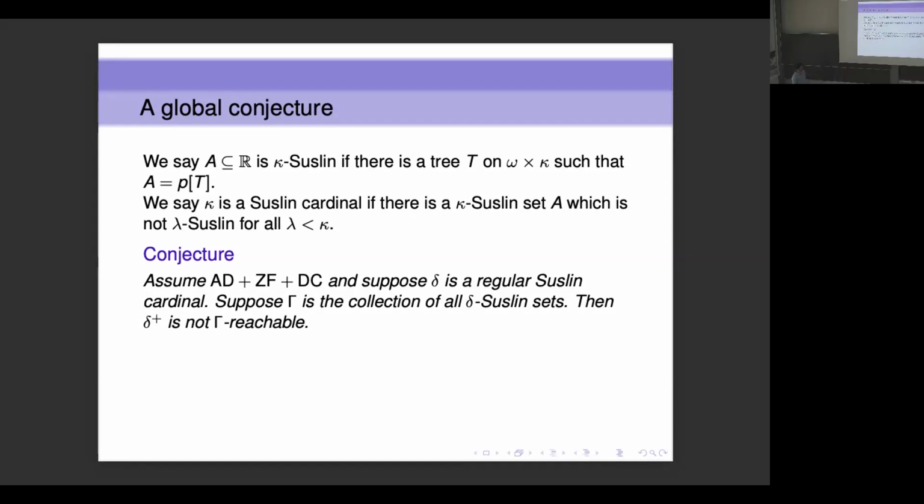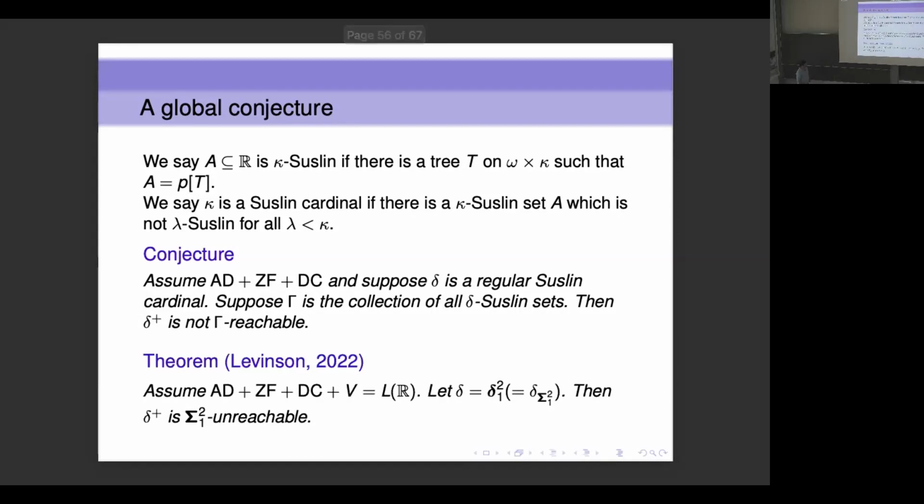And then you want to prove that delta plus is not gamma reachable. Okay, a student at UCLA just recently verified this conjecture for delta 2 1, which is, in L(R), the largest Suslin cardinal, which corresponds to the class sigma 2 1. Right?